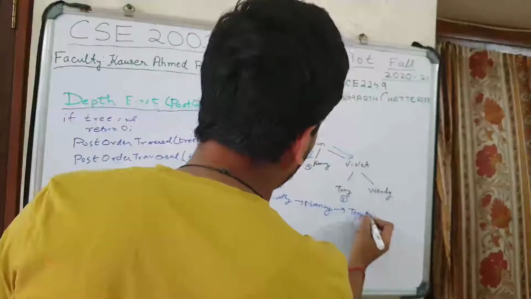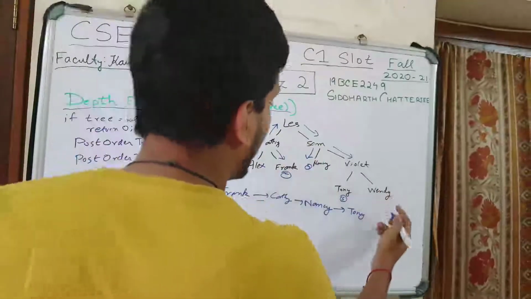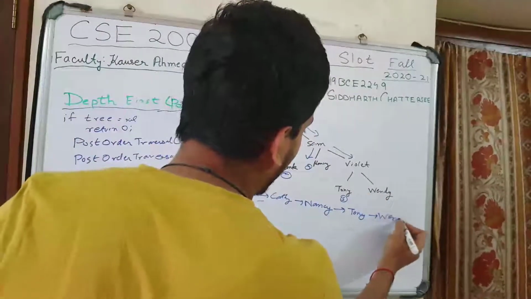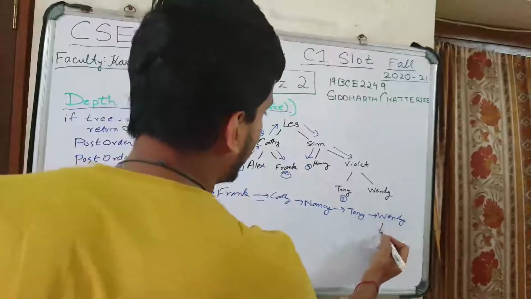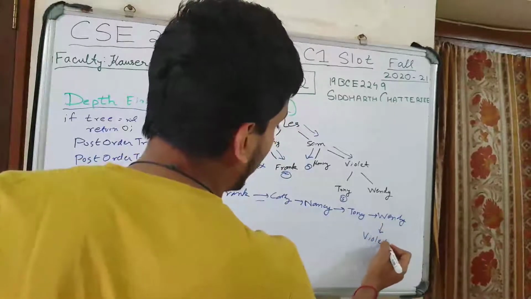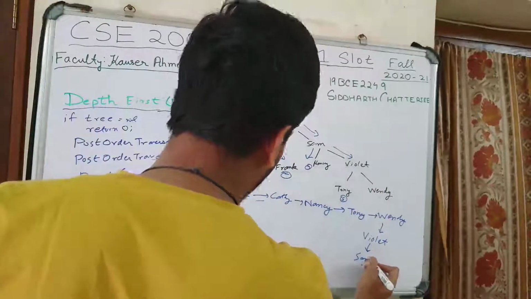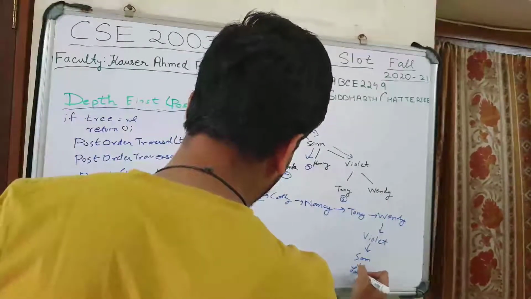We go back to Violet and we print the right key because it does not have a left and right. So we print this, we print Wendy. And after Wendy, it is done with it. So we print the key, we print the parent, Violet will go back to Sam, will go back to Les.